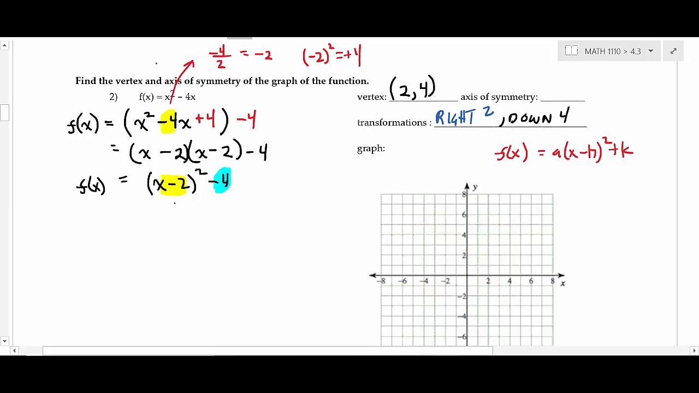Sometimes students get their signs confused. This is giving you 2. That's giving you negative 4. So it's kind of like the opposite sign there and the same sign there. But don't think of it that way. Think of what your transformations are. Okay, so now we're ready to graph.